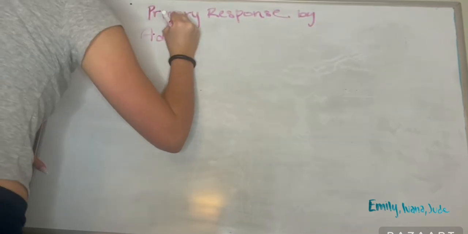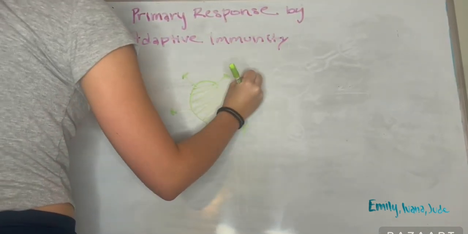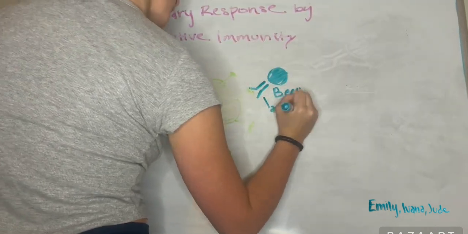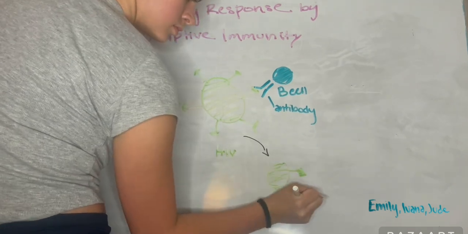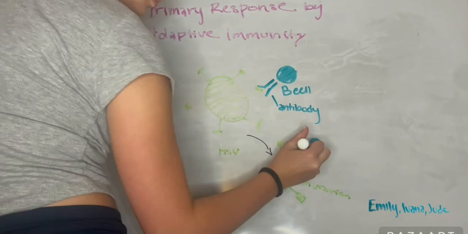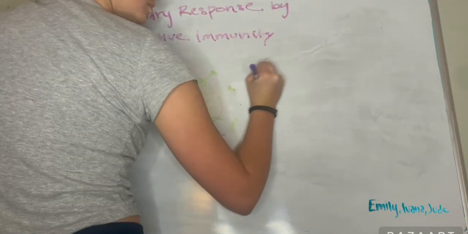Primary response by adaptive immunity. B cells recognize the surface proteins on HIV viruses and are able to produce antibodies to fight against the virus. But because HIV mutates rapidly, this is not always effective, or not completely so, allowing certain HIV viruses to multiply and create a full-blown infection.